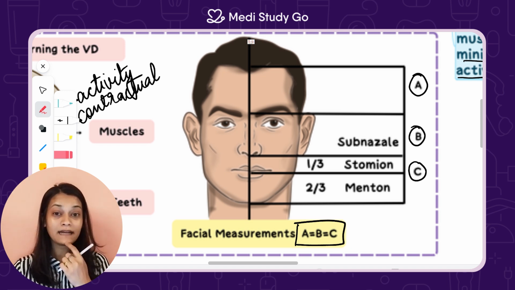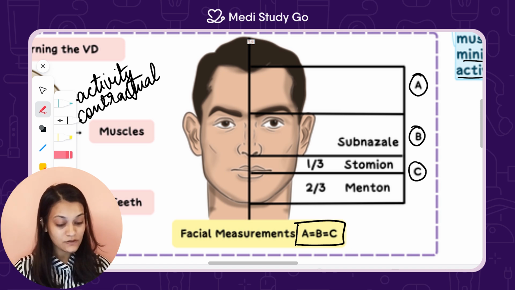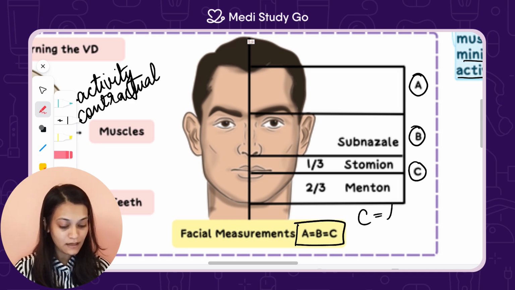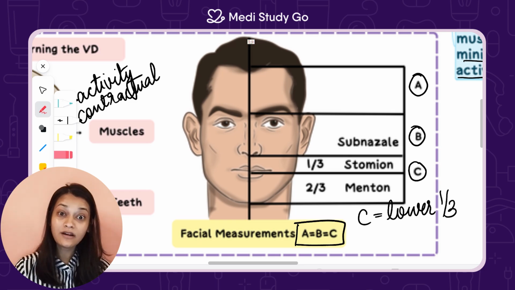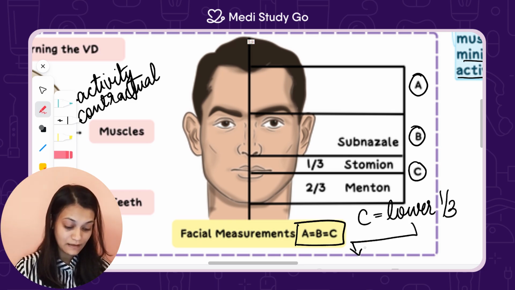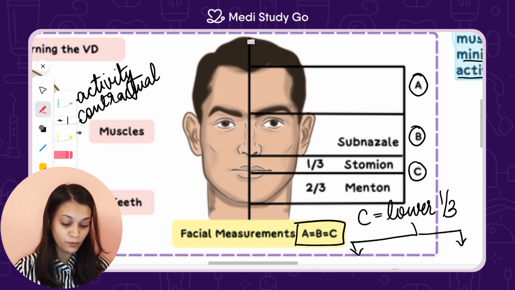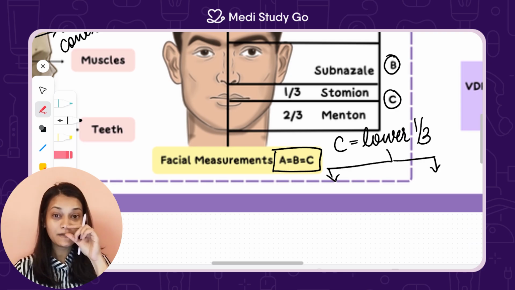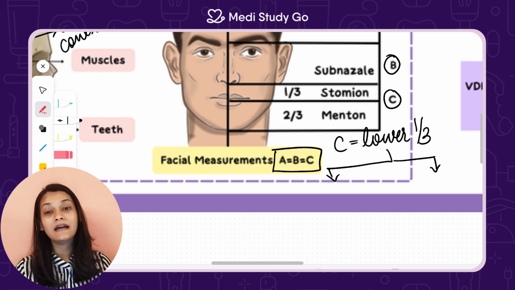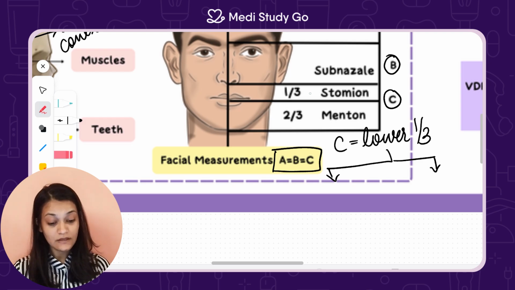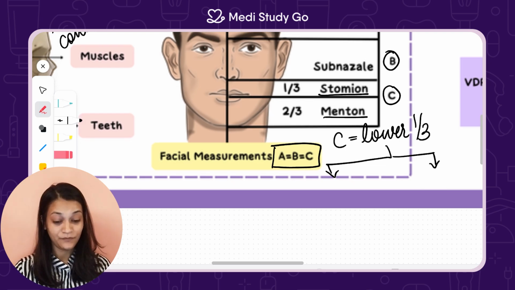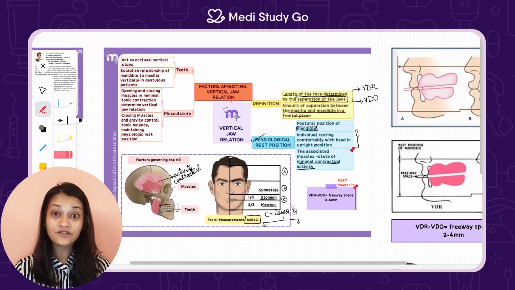Further, I can divide this lower third. So I'm going to call C as my lower 1/3. Now lower 1/3 can again be divided into two parts. Above the lip is 1/3 and below the upper lip, it's going to be 2/3. So this is going to be known as stomion and menton. So this was about your introduction.